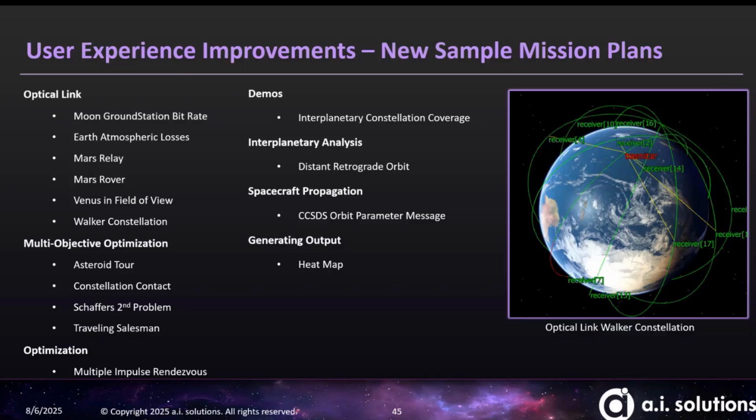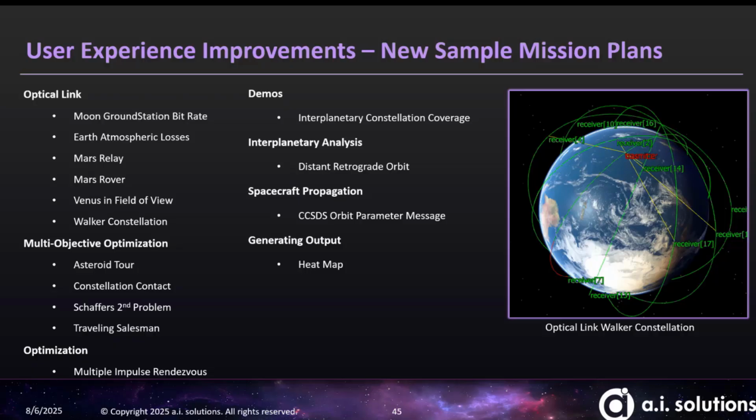Under the multi-objective optimization side, you'll see that we have 4 new sample mission plans included. We'll cover the asteroid tour in more detail, but we've also included examples for scheduling contacts between a constellation and a set of ground stations, as well as classical optimization problems like the traveling salesman and Schaeffer's second problem, which is a single variable problem with 2 objectives to be minimized.